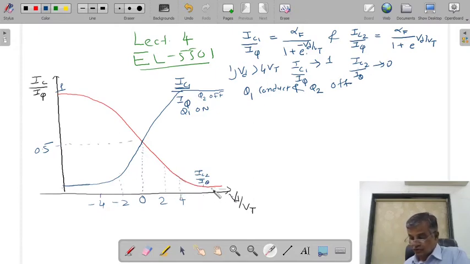So what is the conclusion? The conclusion is that when this voltage VD is more than 4 VT, beyond this, Q1 is on and Q2 is off in this region. Remember, it is the same; either you can write here or here. Now, second.